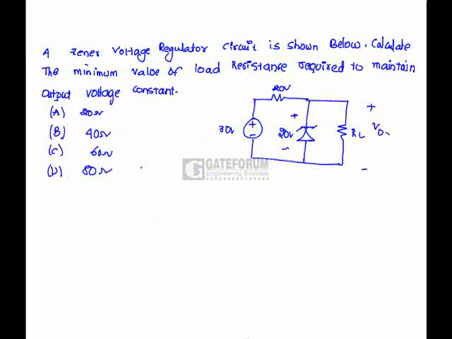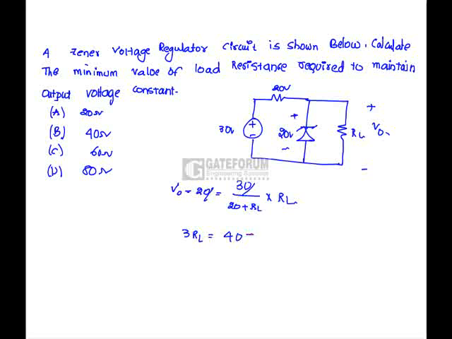Linear voltage regulator circuit is shown below. Calculate the minimum value of the load resistance required to maintain the output voltage constant. According to the data, the Zener diode must be operated in the breakdown region in order to get the constant output. Means V0 should be 20 volts always. So V0 is 20, which is nothing but 30 divided by 20 plus RL into RL. So 3RL is 40 plus 2RL. So RL is 40 ohms, which is option B is correct.